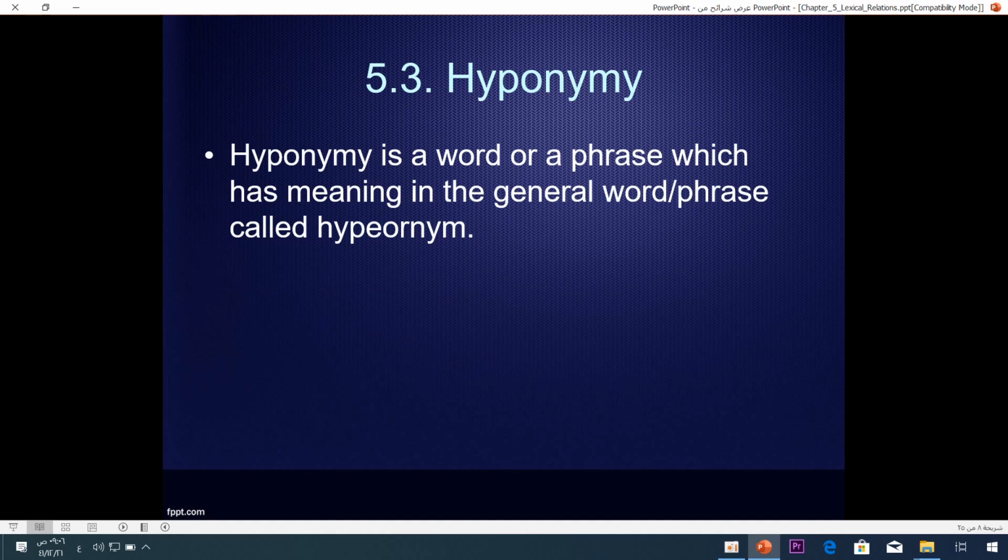And now we're swiftly moving on to another important issue in semantics. Hyponymy. What is hyponymy? As you see, a hyponym is a word or a phrase whose meaning is included in the meaning of a more general word or phrase.